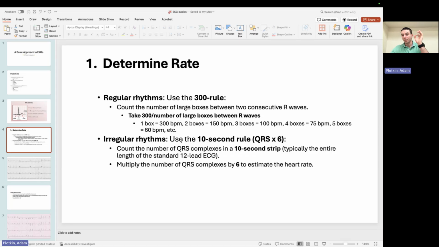So I like to use the 10-second strip, which should be all of your EKGs. We just take the number of QRSs and multiply that by 6. Let me reiterate: you look at your R to R intervals. If they're regular, we can do 300 divided by the number of large boxes between each R to R interval, and it will be the same because it's regular. If they're irregular, like something like AFib, we take the number of QRSs in that whole rhythm strip and multiply it by 6.